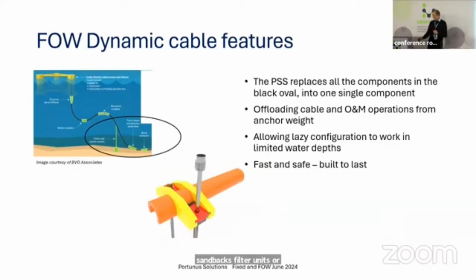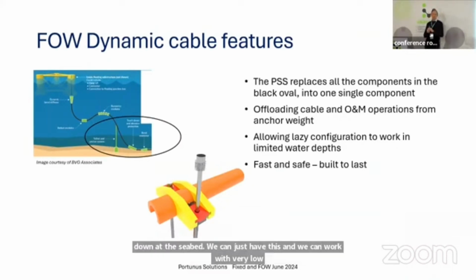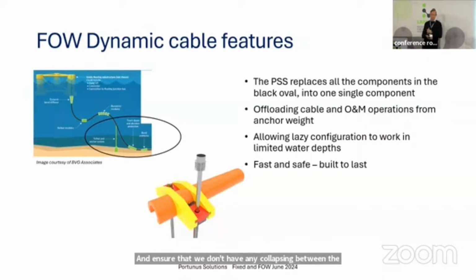And in floating with dynamic cables, we can get rid of all the stuff down at the seabed. For a floating object, we can work in very low water depths. So we can work with a lazy system without having any lazy part of the cable. This way we can facilitate floating systems in less than 100 meters of water and ensure that we don't have any collapsing between the dynamic cable and the mooring lines.